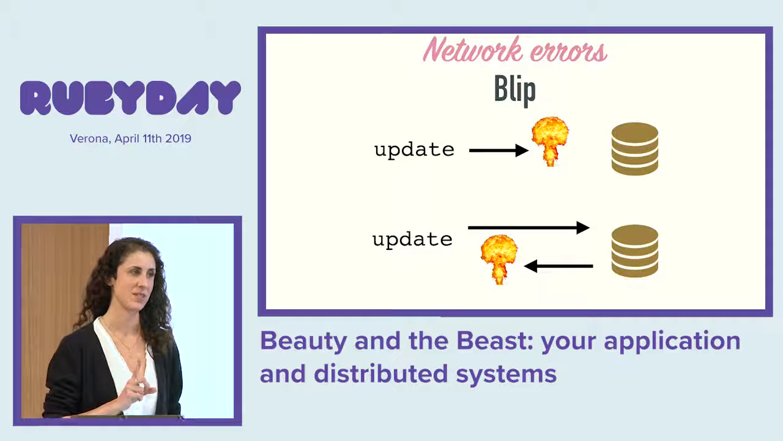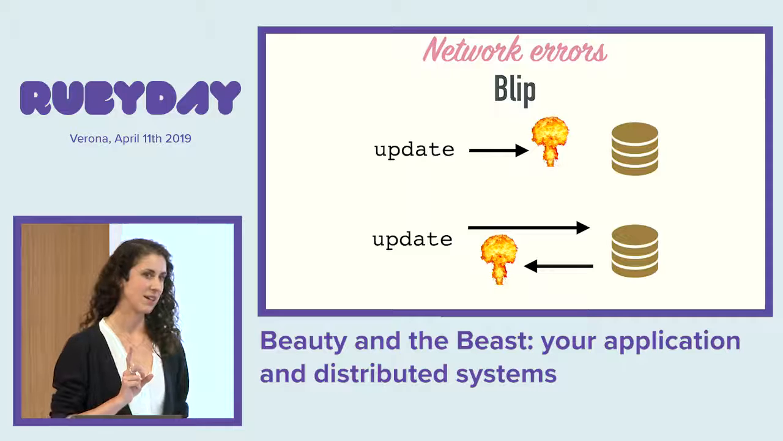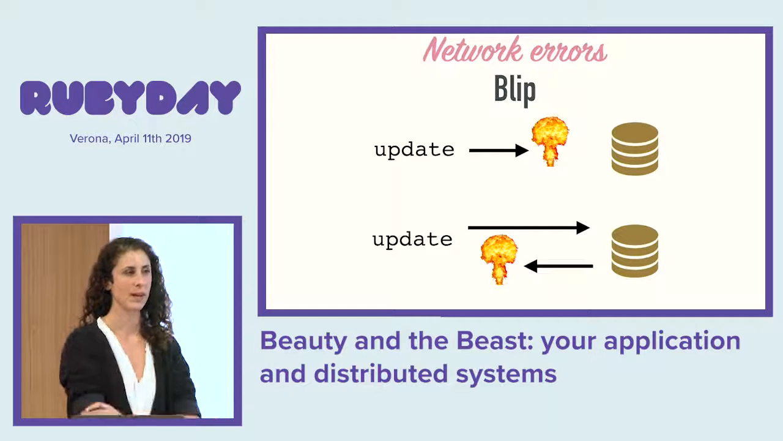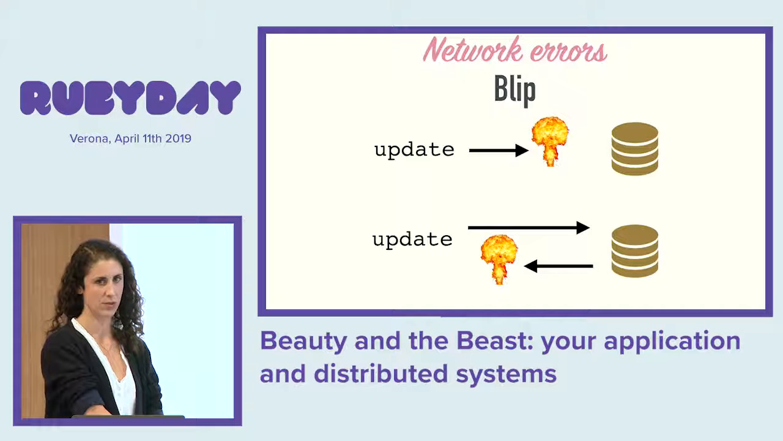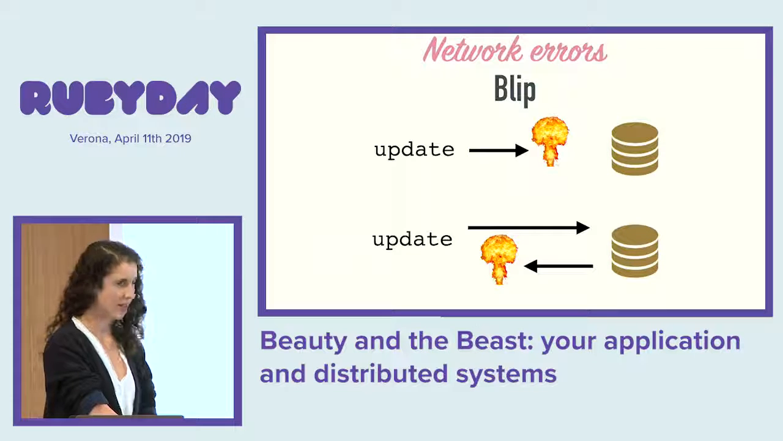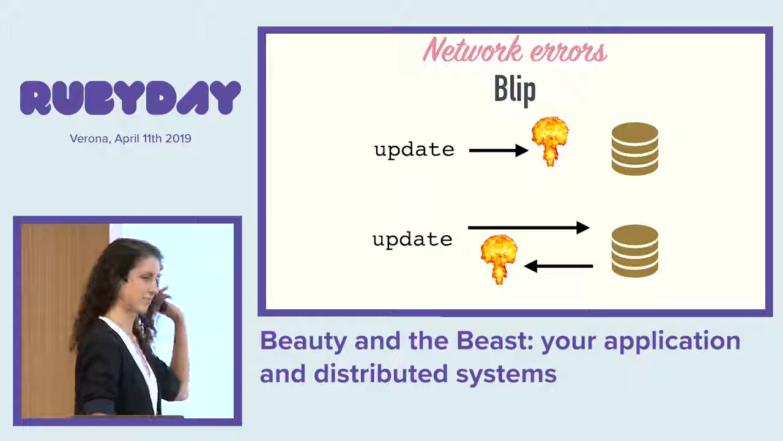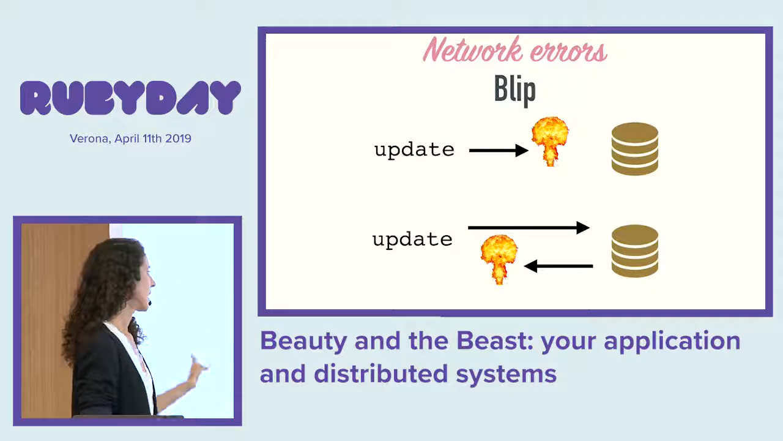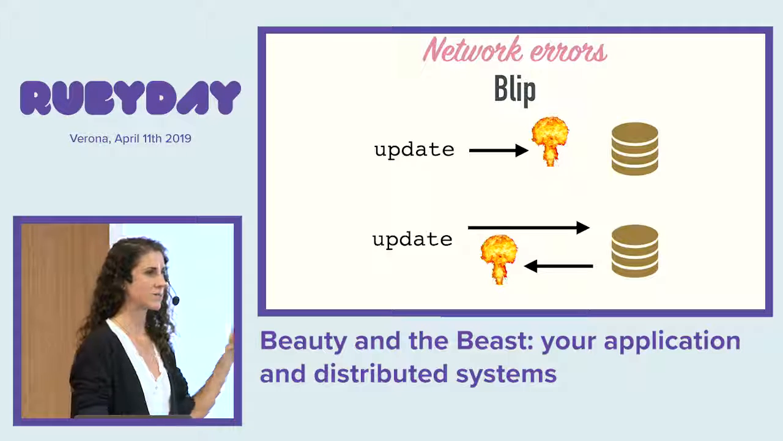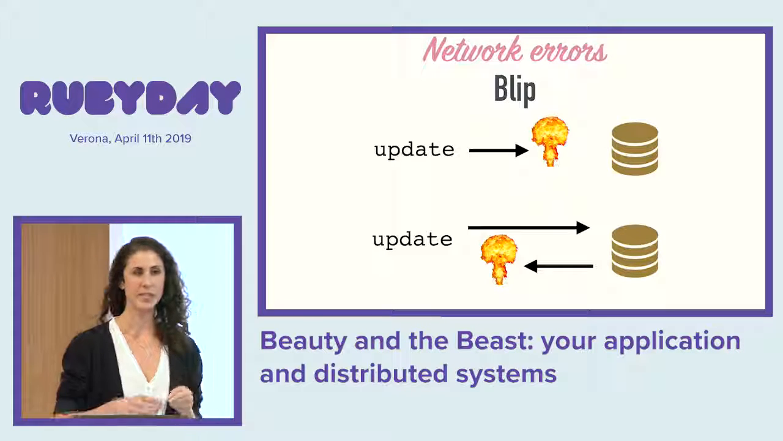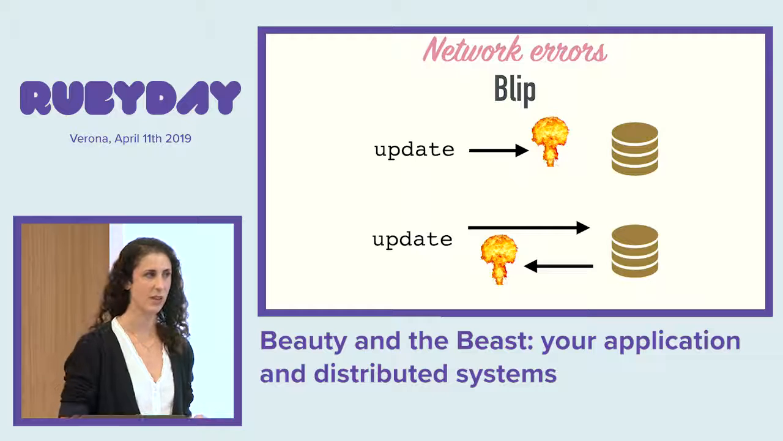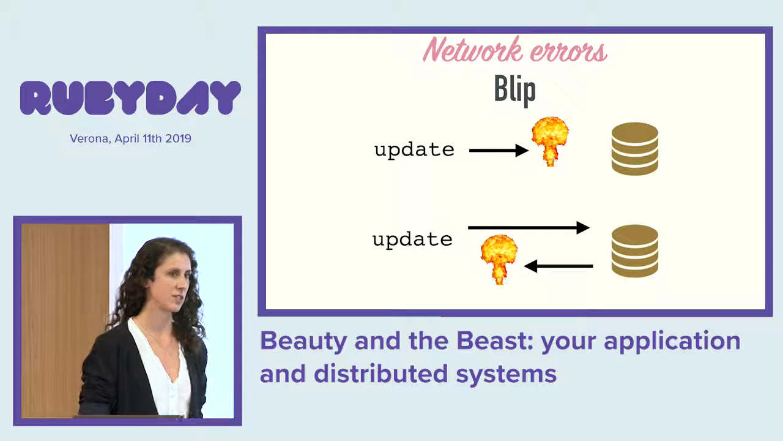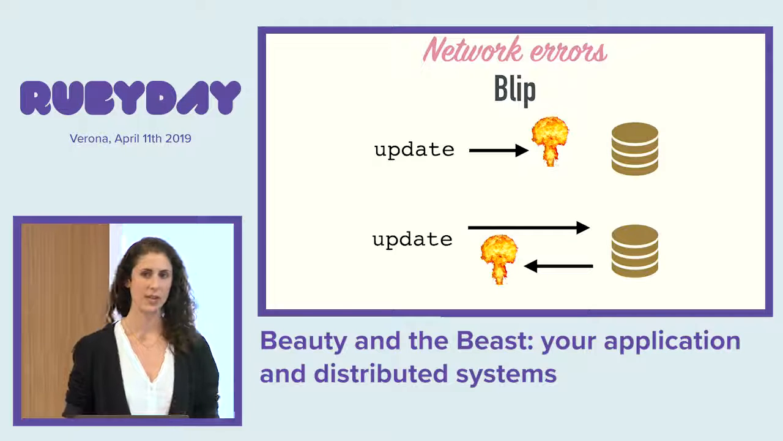But what's really important to understand for Bear is that the blip can happen on the way to the server and on the way back. And what's the difference between these two scenarios? In the first scenario, the update doesn't reach the database. And in the second scenario, the update reaches the database, but from Bear's perspective, he sees the same exact error. So the problem with this is that he doesn't know if his operation has reached the server or not, because the error looks exactly the same.